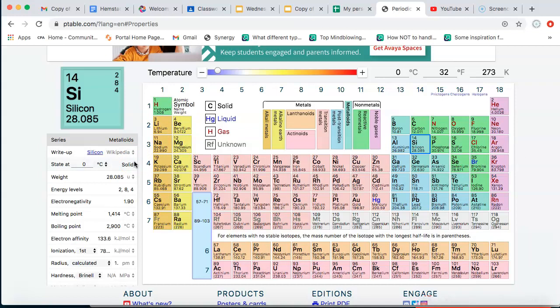I'm going to give you a little bit of a challenging one, okay? Can you find tungsten? Yeah, tungsten is a little bit trickier to find. Tungsten's symbol is a W.